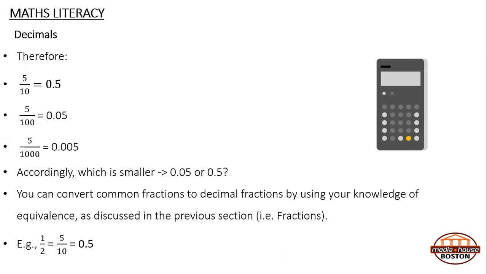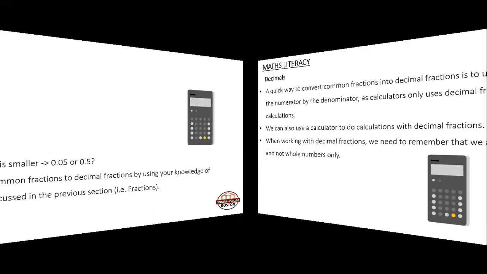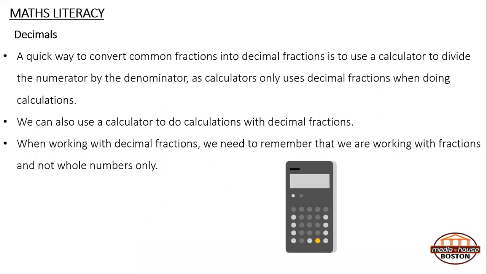You can convert common fractions to decimal fractions by using your knowledge of equivalence, as discussed in other lessons as well. A quick way to convert common fractions into decimal fractions is to use a calculator to divide the numerator by the denominator, as calculators only use decimal fractions when doing calculations. So think of this. We can always use a calculator to do calculations with decimal fractions.